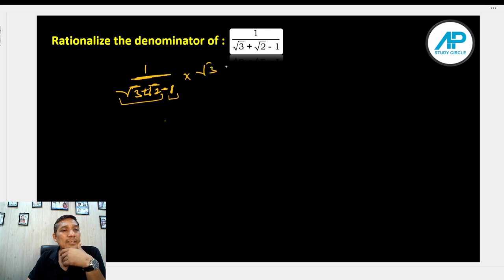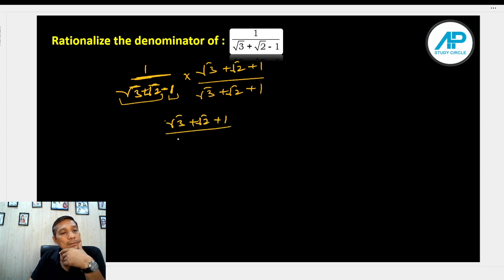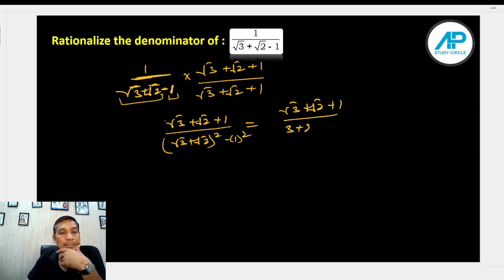हम इसको मल्टीप्लाई करते हैं root 3 plus root 2 plus 1 upon root 3 plus root 2 plus 1 से. Now this gives me root 3 plus root 2 plus 1 upon 3 plus 2 plus 2 root 6 minus 1.